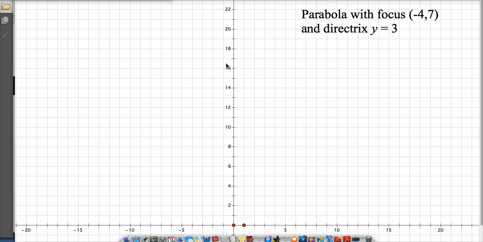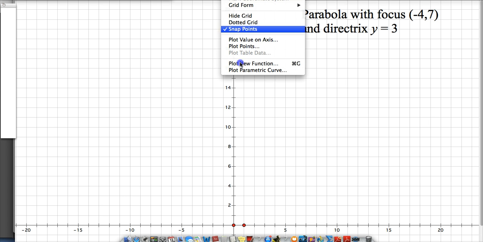We've just finished deriving the equation of a parabola with focus (-4, 7) and directrix y equals 3. Now we're going to use Geometry Sketchpad to see if the equation that we derived is actually the correct equation. So in Sketchpad, I'm going to graph that function that we derived.